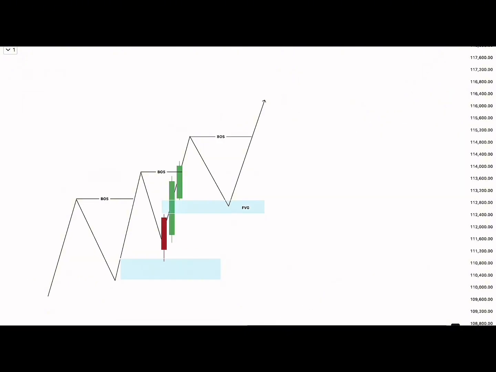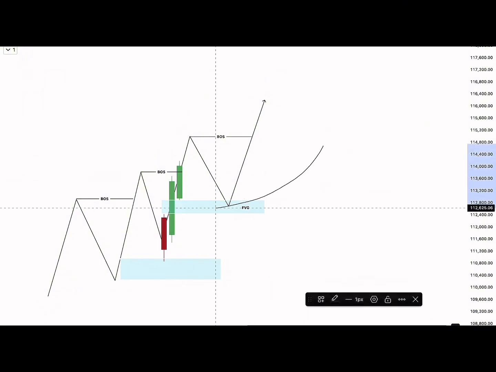Fair value gaps occur when there are more buy or sell orders at a specific price level, creating an imbalance. And by that, I mean this. So whenever you are trading and in between 3 candlesticks, you tend to see a gap that looks like an imbalance. It is a fair value gap.